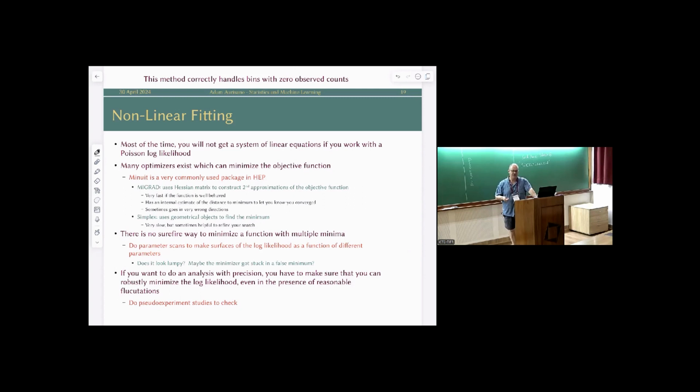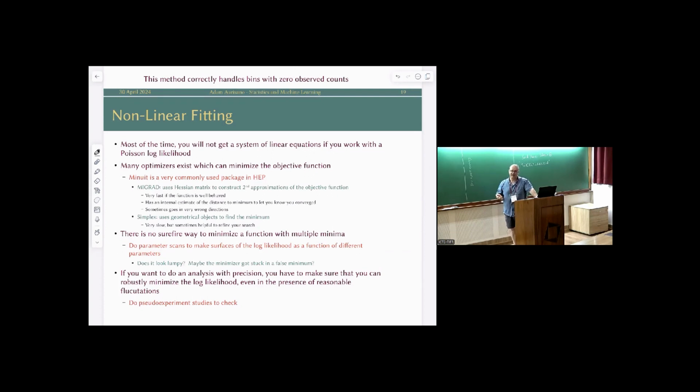It has MIGRAD, which basically computes the Hessian matrix, the matrix of second derivatives, to build parabolas. So it's basically doing a second order approximation of the likelihood around a point, and then finding the minimum point of the parabola and jumping to that. And then you recalculate your Hessian and do it again until the minimum of the parabola doesn't move anymore. It's very, very fast if the function is well behaved, and it has an internal estimate of the distance to the minimum, basically how far the bottom of the parabola has to move, to get an idea of whether or not you've converged.